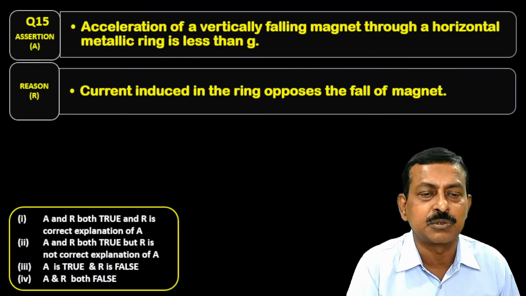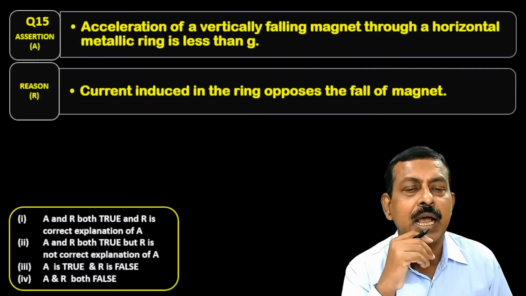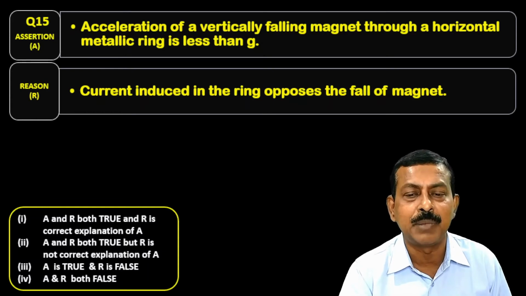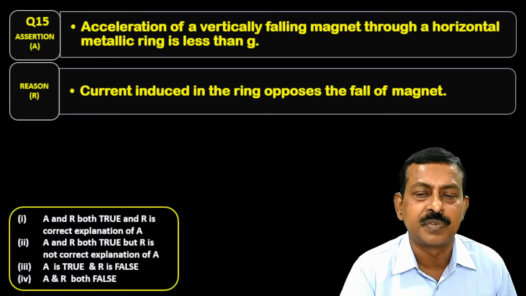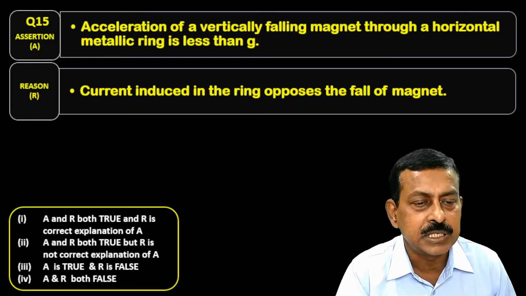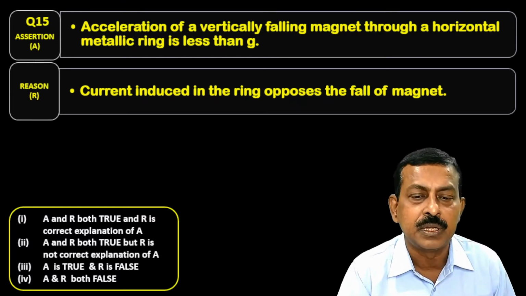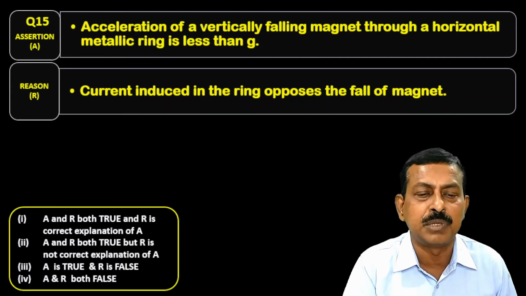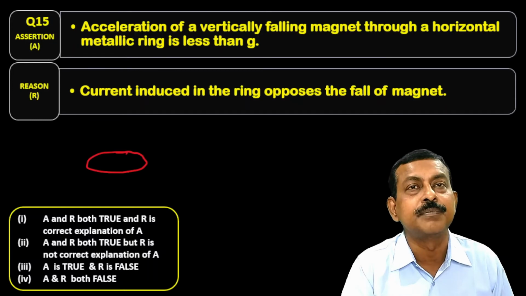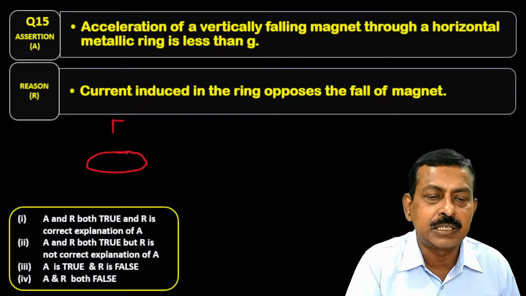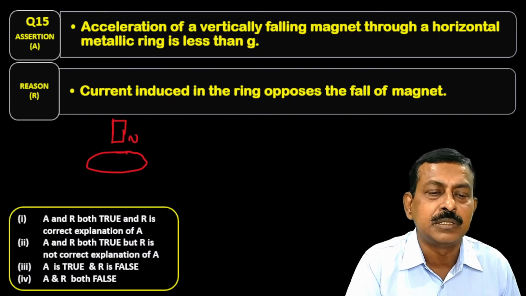Let's take the next question. Assertion: the acceleration of a vertically falling magnet through a horizontal metallic ring is less than g. Reason: the current induced in the ring opposes the fall of the magnet. Suppose you have a horizontal ring kept there and a magnet is being dropped. This is the magnet being dropped, this is its north pole, this is the south pole, and it is falling.